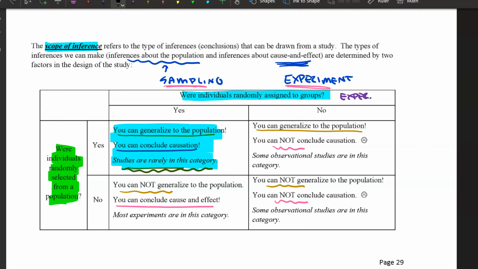So this category here, this is where we are usually for experiments. We take volunteers for our experiments. Well, if you take volunteers, you can't generalize to the population, but you can conclude cause and effect. So if you can't generalize to the population, who can you generalize to? A lot of time whenever we run an experiment, we're going to say for people like the volunteers or like the people in this experiment.